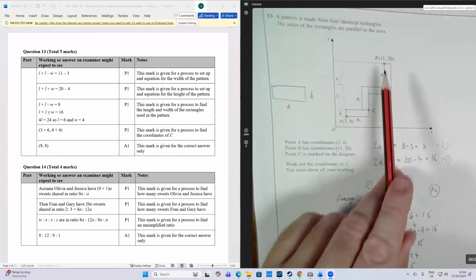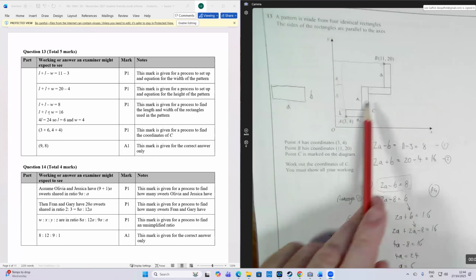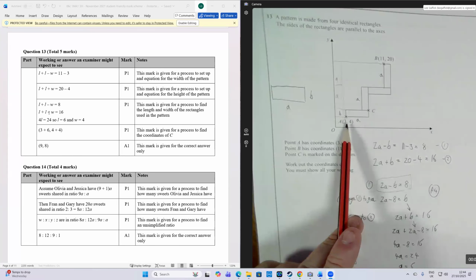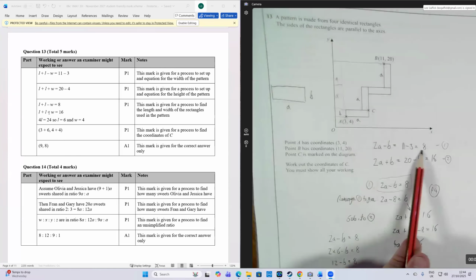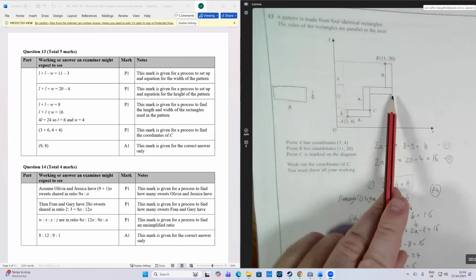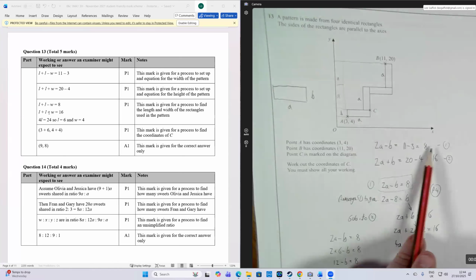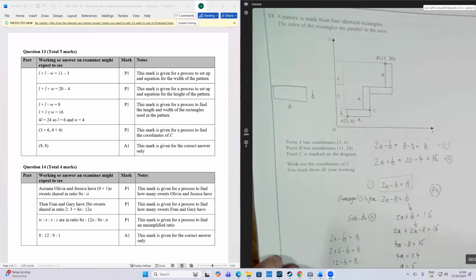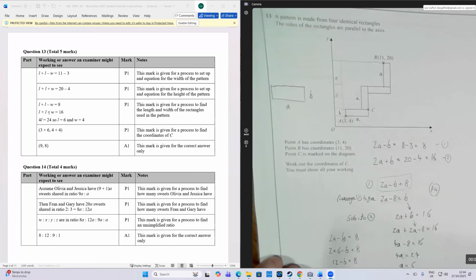Now, we know that the x-coordinate of B is 11 and the x-coordinate of A is 3. So that must correspond to 8 in the x. So going 2 a's and then 1 b in is equal to 8. So we make a note of that. We formed one equation there. Now let's have a look at the next thing.